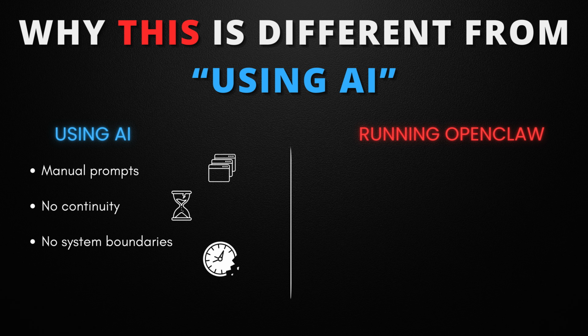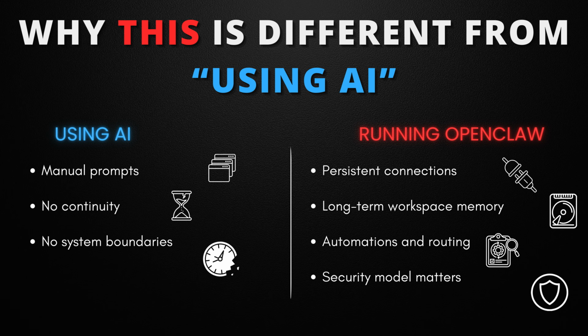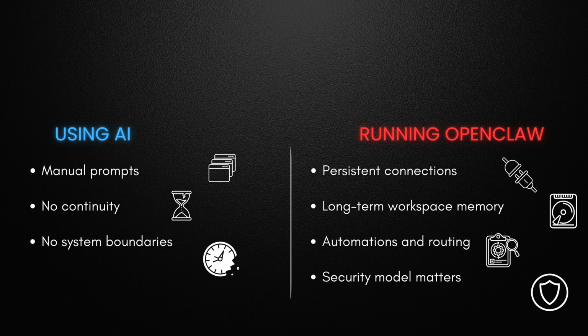Running OpenClaw is different because it introduces persistence at every level. Persistent connections to messaging platforms, persistent workspace memory that survives reboots, repeatable automations that execute on schedule, defined system boundaries that determine what the agent can access. And because OpenClaw can execute real tools, security is no longer a nice-to-have discussion. It becomes part of the architecture from day one.